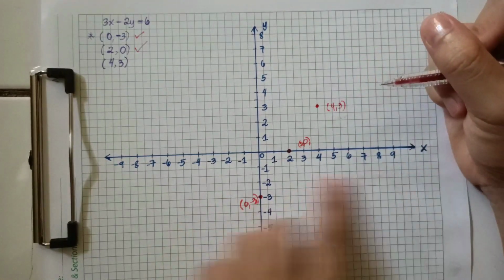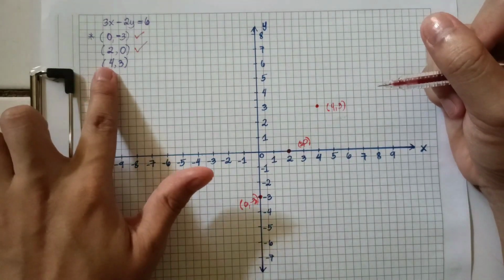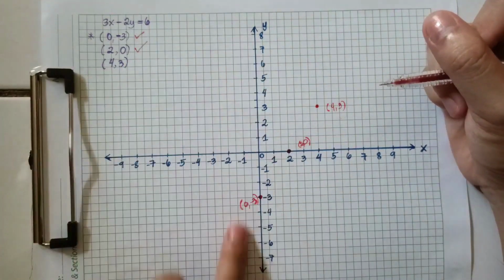Tandaan niyo po yun. Again, hanap ka lagi sa pahiga bago sa patayo. The first number would be the x. Second number would be the y. Ayan.